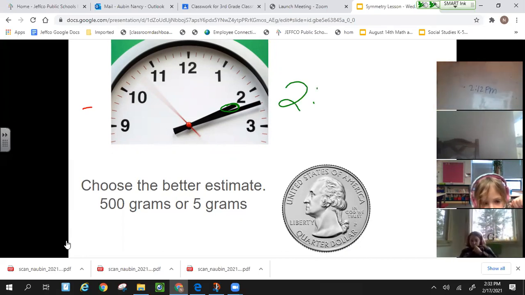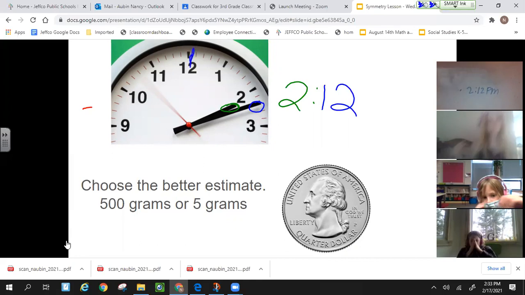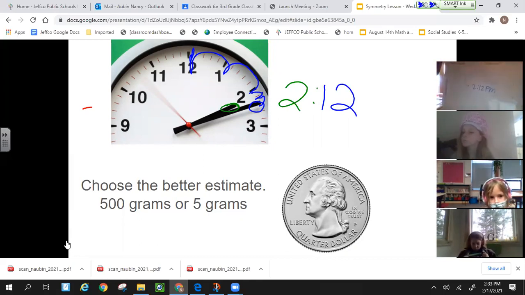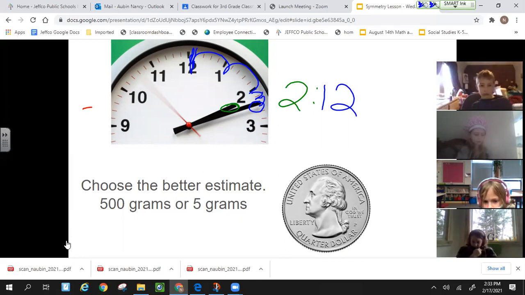Now here's your minute hand. And she says 2:12. How do you know, Evie? Because I know if we go 12, 5, 10, and then 2 more times. So Renee, did you get the same thing? So remember, start at that shorthand, that's your hour. Then when you're ready for the minutes, start up at the 12, count by 5s until you have to count by 1s.